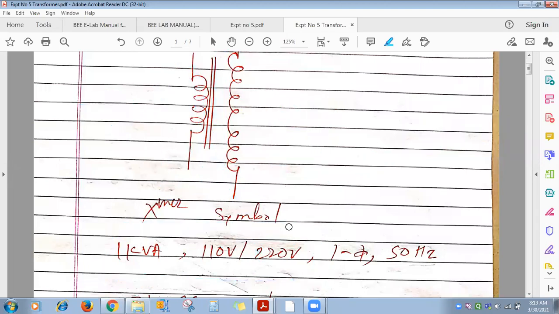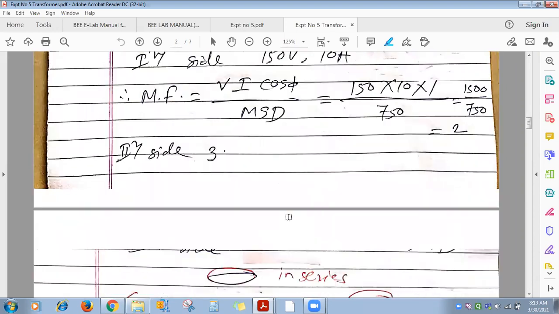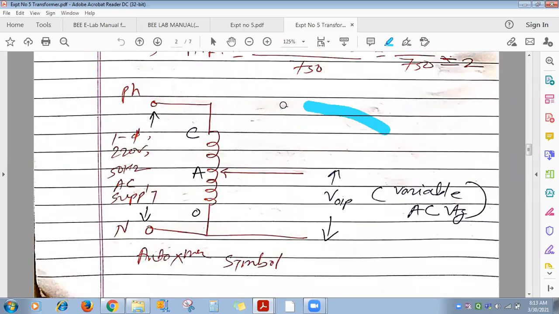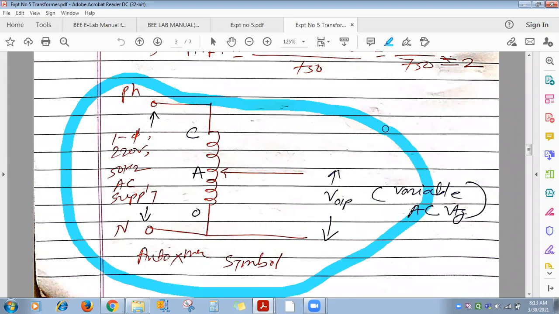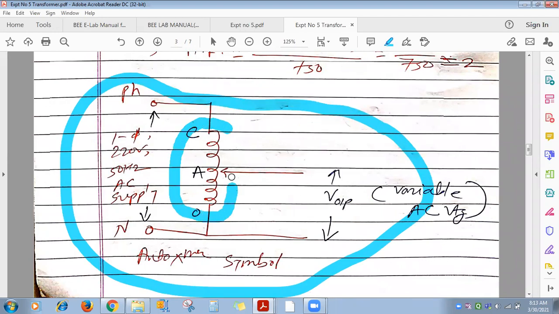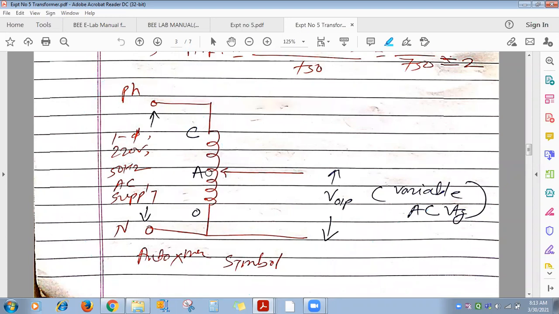Now what about the auto transformer? Looking at the auto transformer symbol, see how many windings it has. Only a single winding. This is the step down auto transformer. It also has 2 types, step up and step down. It also works on AC. Input is AC, output is AC. It is single phase. The transformer is also single phase, meaning a single winding on primary and a single winding on secondary. So this is an auto transformer.